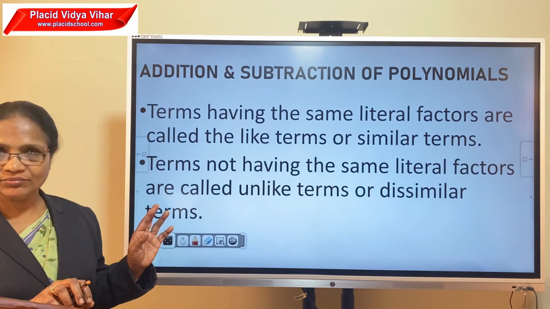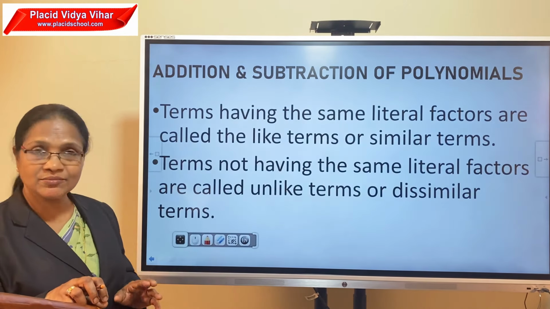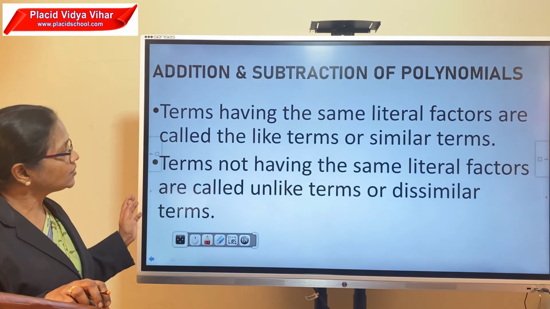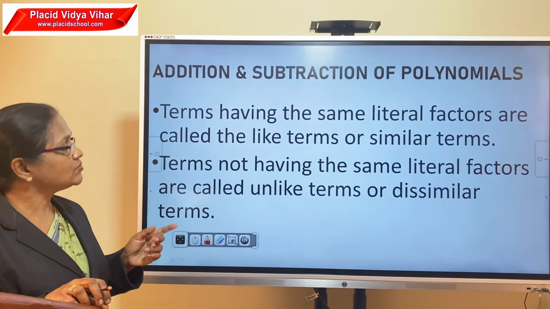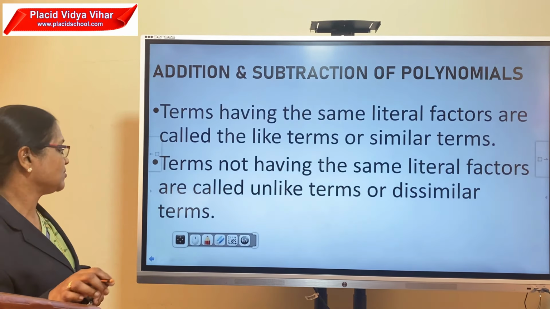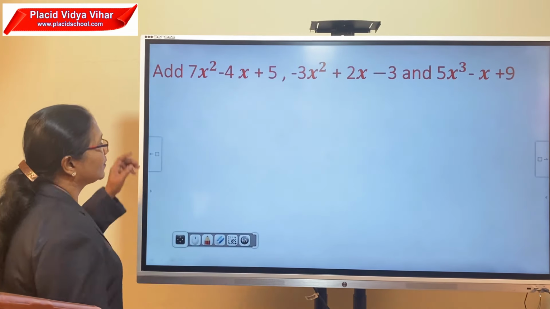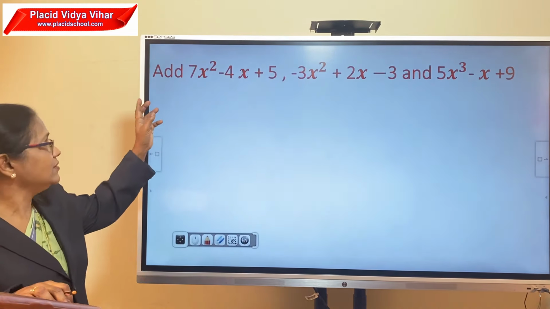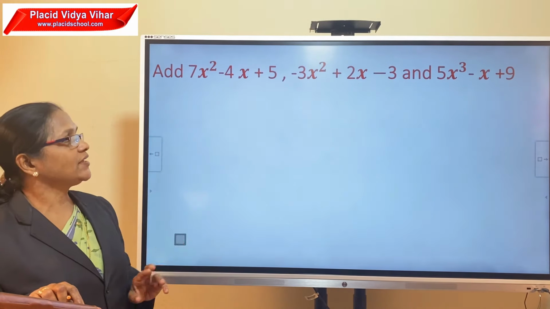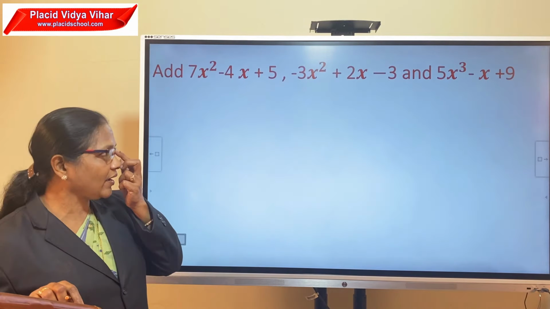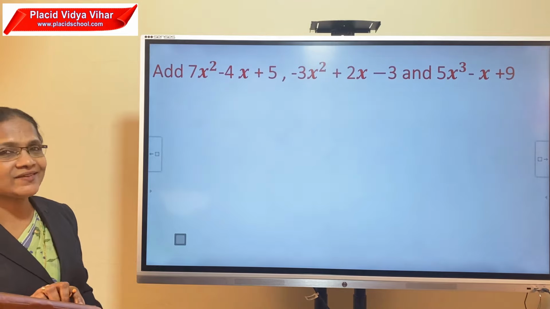Addition and subtraction of polynomials. Terms having the same literal factors are called the like terms or similar terms. Terms not having the same literal factors are called unlike terms or dissimilar terms. Consider the question. Add 7x square minus 4x plus 5, negative 3x square plus 2x minus 3 and 5x cube minus x plus 9. Let us try to solve this.